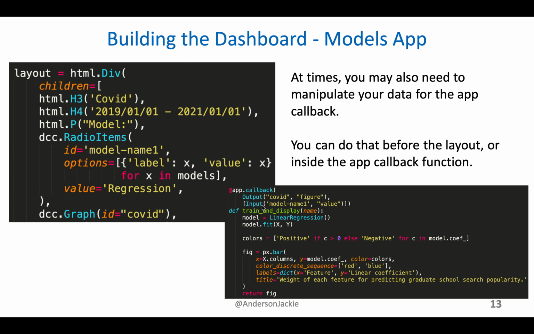Inside of the app callback, we need to push the right figure to the graph to get this to work. So we have the input of model one, name one, which is coming from the radio items, which is just regression at this time. And the output is COVID, which sends it to, let's not get confused with the header up here, the ID for the graph. Inside of the function, it's taking in that model name, sending it to the function and fitting a linear regression model, and returning a figure, which is a feature importance chart.